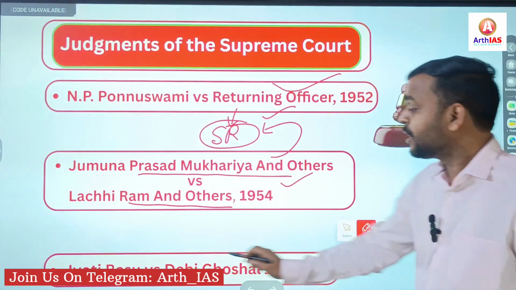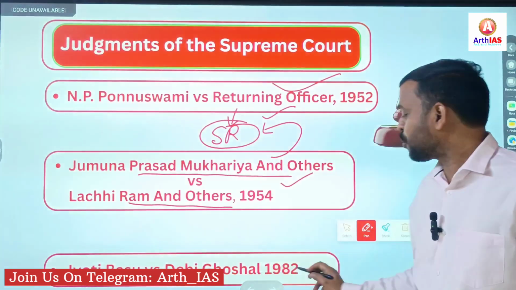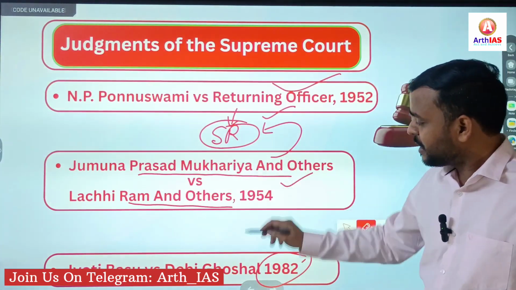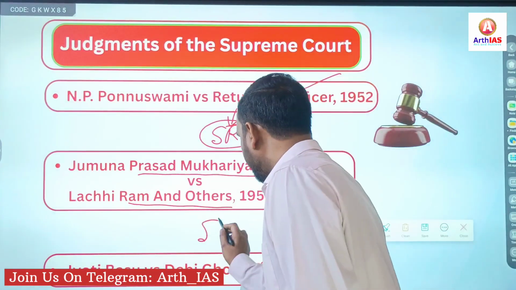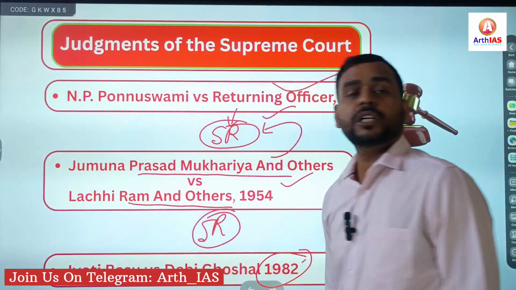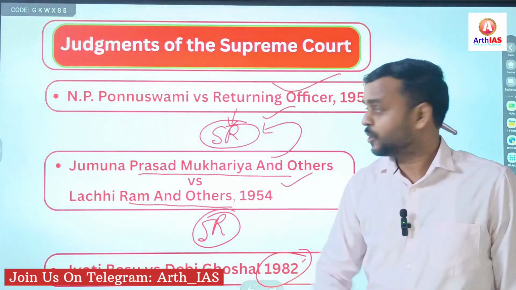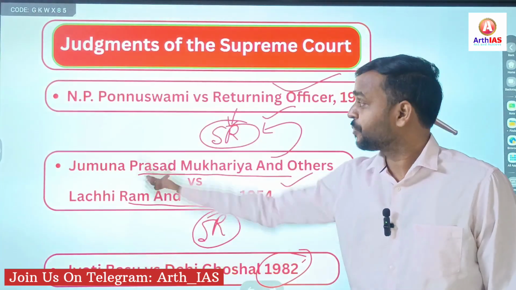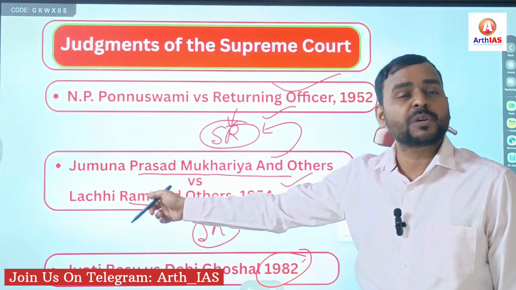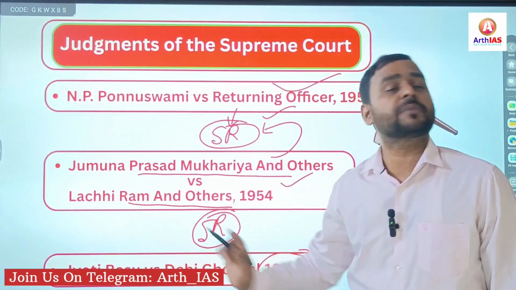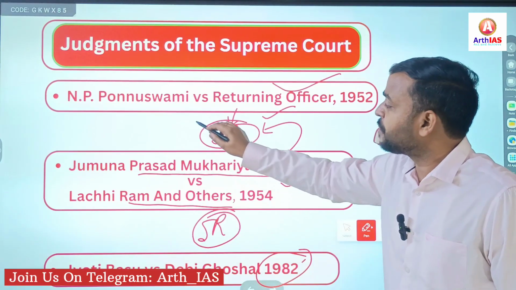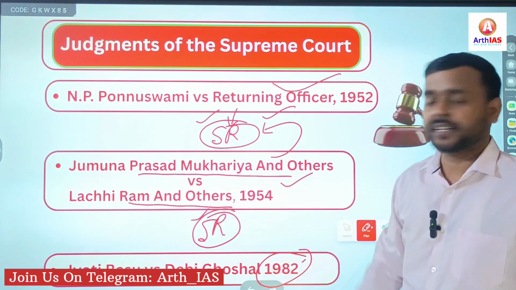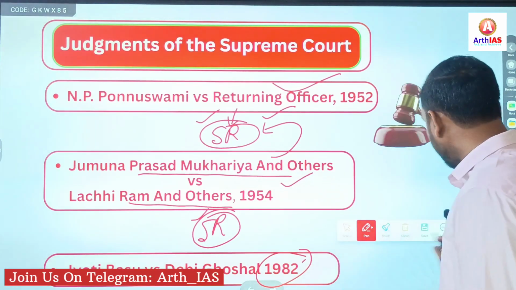Clear? Again, Jyoti Basu versus Devi Ghoshal 1982. Again, the same thing was upheld by the Supreme Court, that the right to vote is a statutory right. So in all these three cases, the NP Ponnuswamy case, the Jamuna Prasad Mukhariya case, and the Jyoti Basu case, the Supreme Court upheld that the right to vote is a statutory right. Clear?